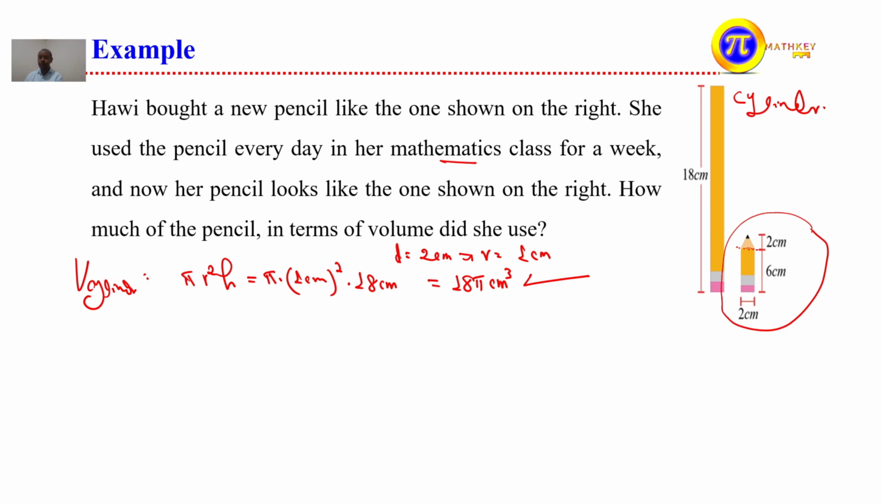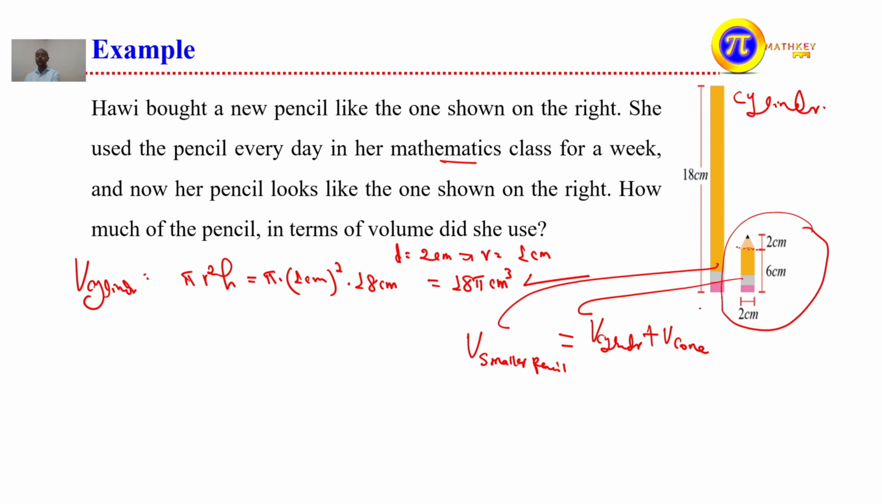So, you'll try to find the volume of this one. How can you find the volume of this? Up to this, you have to use what? The same formula. This smaller cylinder here we have. This is volume of what? A smaller cylinder, plus volume of what? The volume of the cone. Here we have the shape of a cone, yes? So, this is equivalent to the volume of a smaller pencil, after she used it for working mathematics in a week.